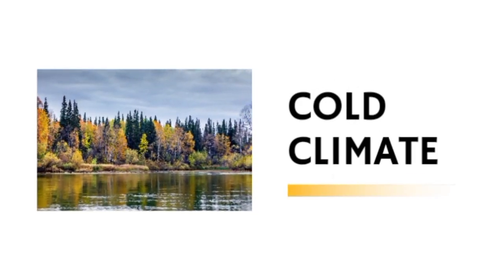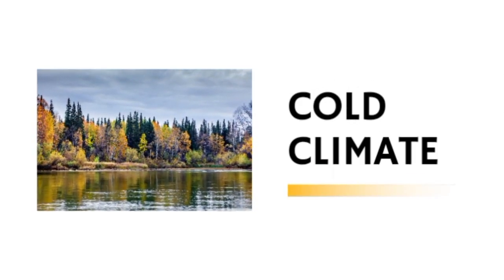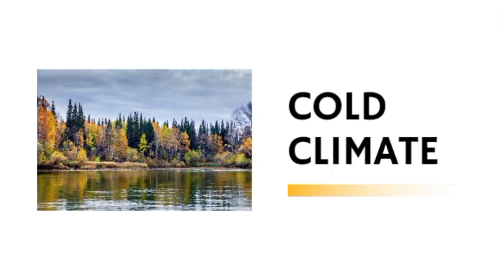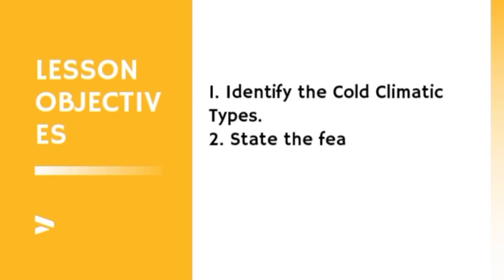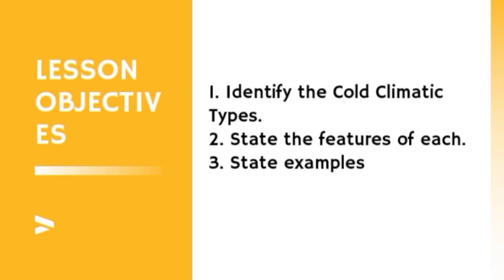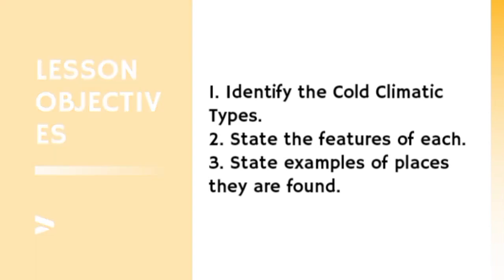Hello, my amiable students. Today we'll be dealing with cold climate. Cold climate describes the climatic types that are subarctic, tundra, or polar. That means those areas are permanently cold in the 4 seasons. So in these areas, we have permanently freezing conditions and permanently cold or frost conditions.